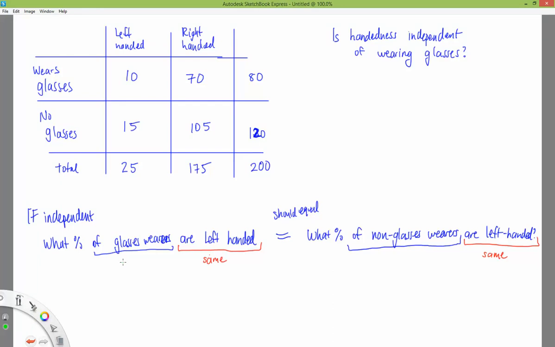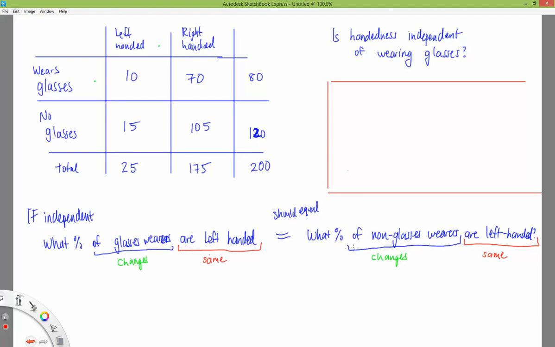But you could also have glasses. I picked wears glasses and left-handed, but you could flip them around. Here, I'll do another example that would be perfectly valid. But again, the front part, the percentage of that part, changes, and the other part doesn't.